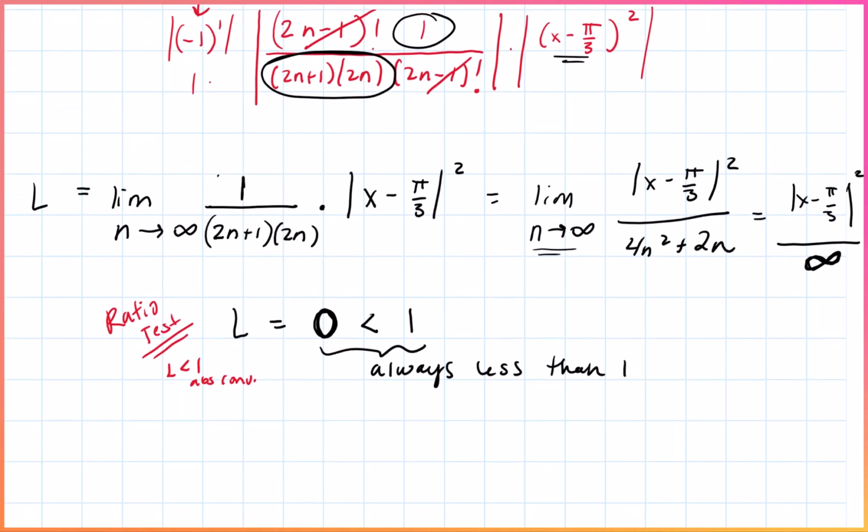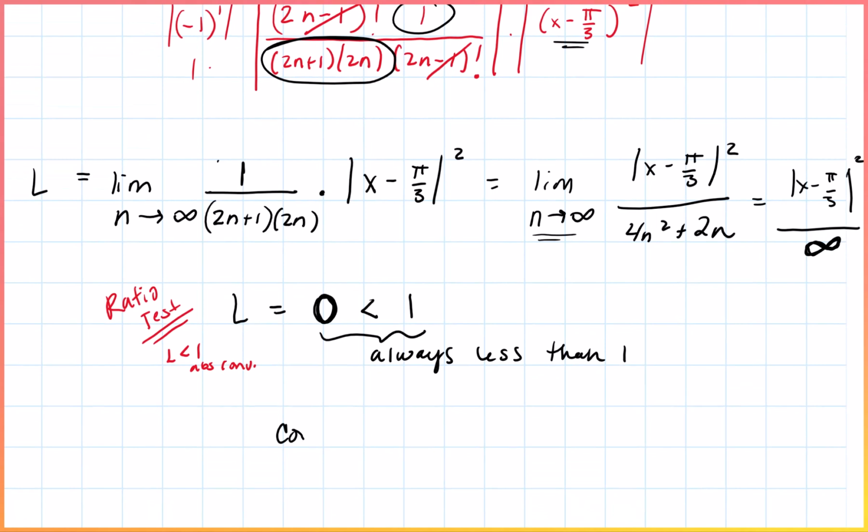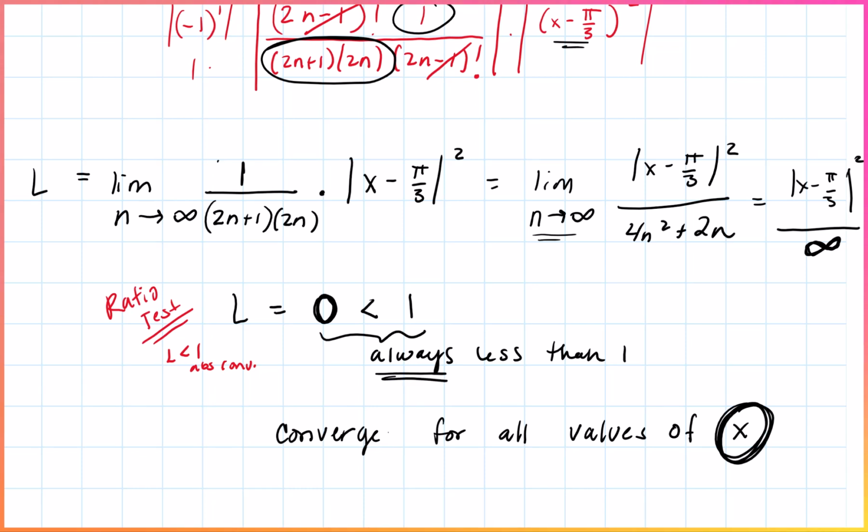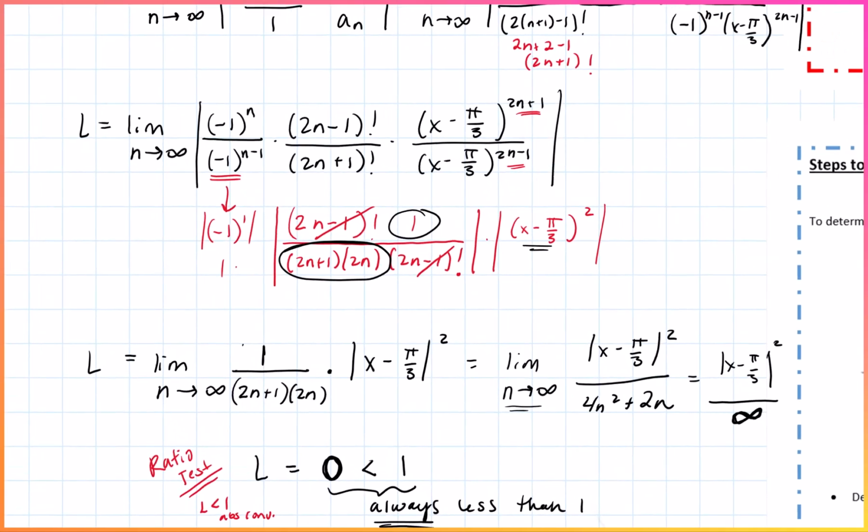So what that tells us is that we are converging for all values of x. We're going to converge for all values of x. This is always true. This gives me that extreme value. So what this tells me is that my radius of convergence is infinity. We're going to converge for all values of x. Remember, that was the goal. That's what we're trying to find here.